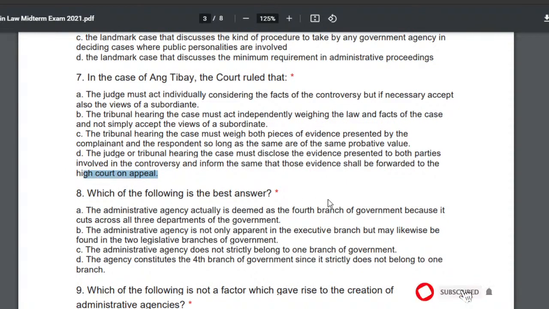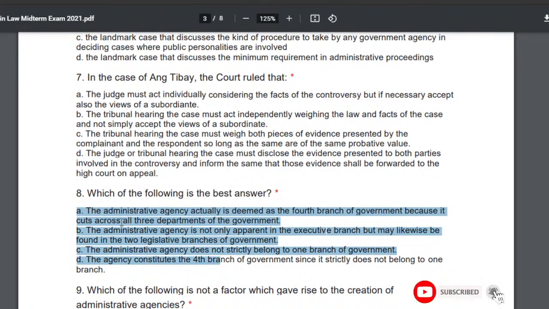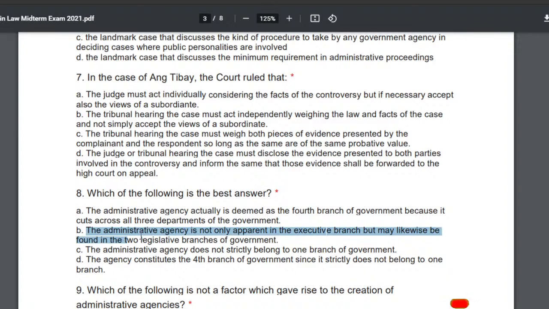Number 8. Which of the following is the best answer? Actually, the answer to this is very, very easy. You can just read through the choices and discern which is the correct answer. Letter A, admin agency is actually deemed as the fourth branch of government. Letter B, admin agency is not only apparent in the executive branch but may likewise be found in the legislative branches of government. Letter C, the admin agency does not strictly belong to one branch of the government.